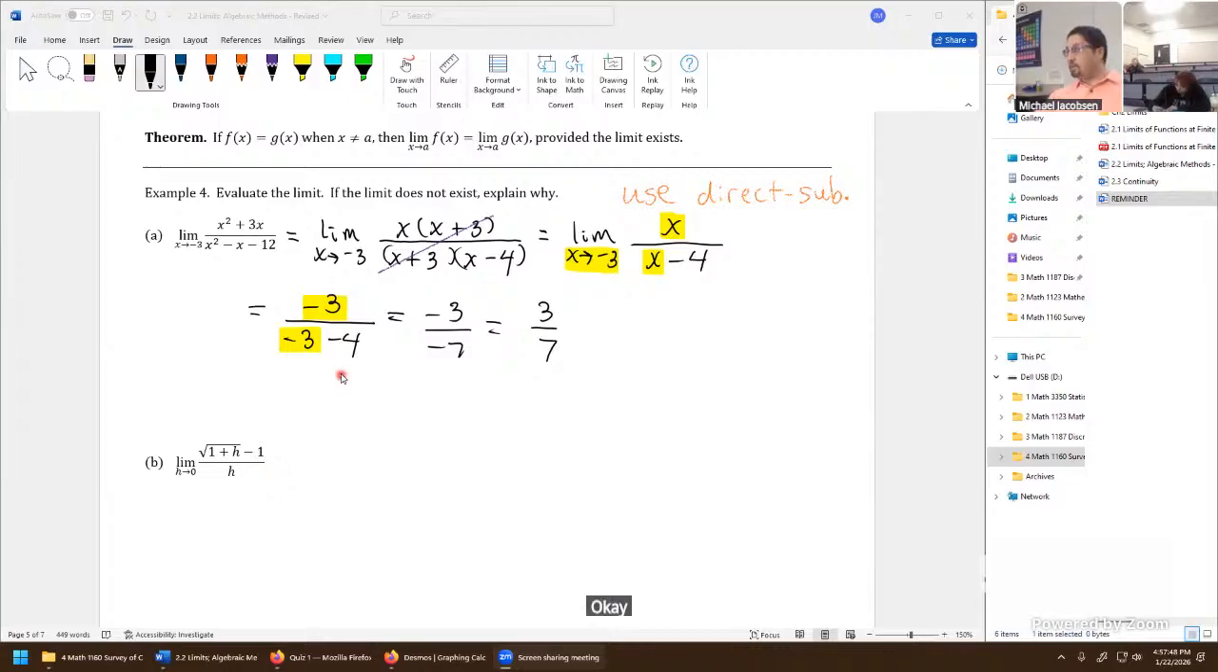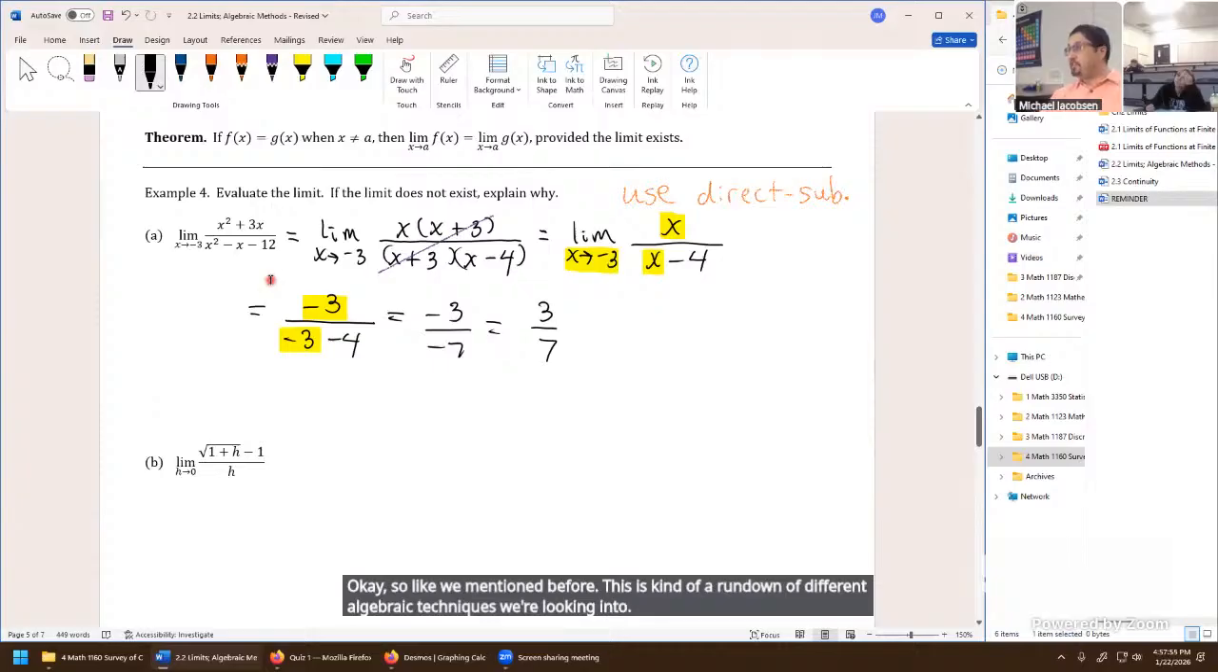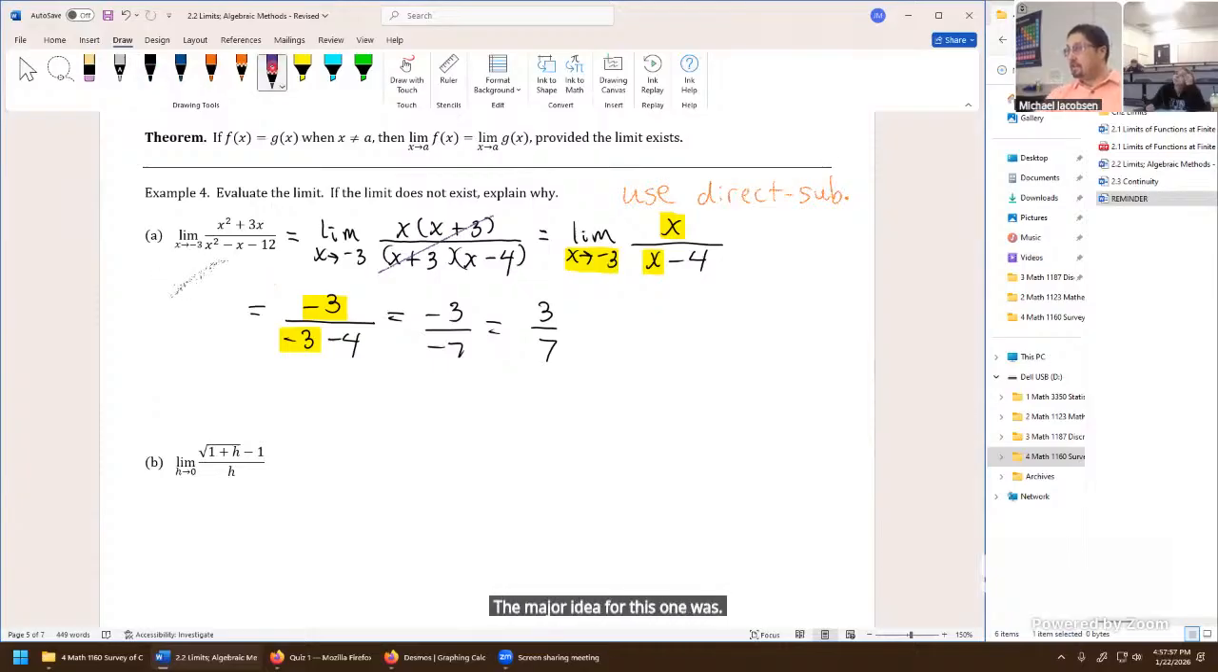Okay, so like we mentioned before, this is a rundown of different algebraic techniques we're looking into. The major idea for this one was factor. If we factor a rational function, we can simplify it, and that got us through the problem.